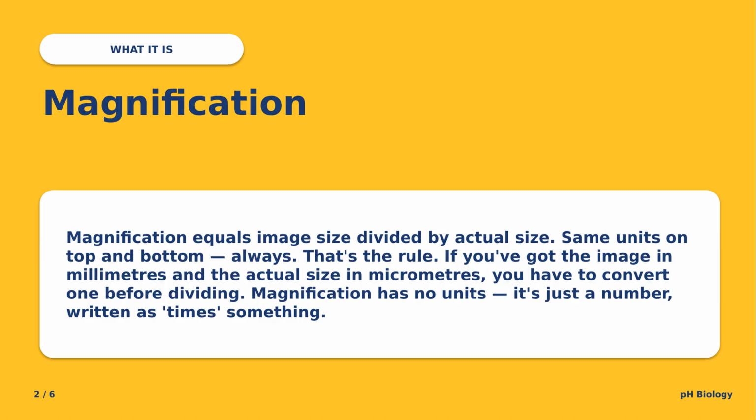Magnification equals image size divided by actual size. The same units on the top and bottom always. That's the rule. If you've got the image in millimeters and the actual size in micrometers, you have to convert one before dividing. Magnification has no units. It's just a number written as times something.